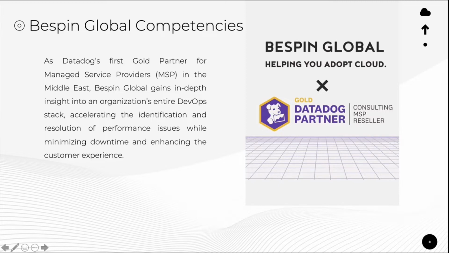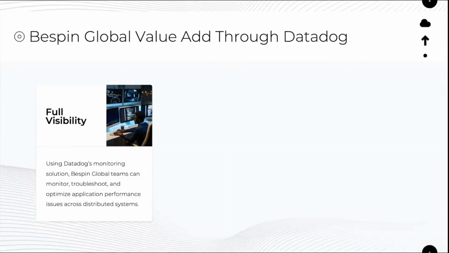the Datadog platform. Also, in Bespin Global, working with different native cloud services, we follow and apply DevOps and DevSecOps practices with our customers, where Datadog can fit perfectly into monitoring the DevOps process and DevOps CI/CD pipelines, which very few other monitoring systems can provide.